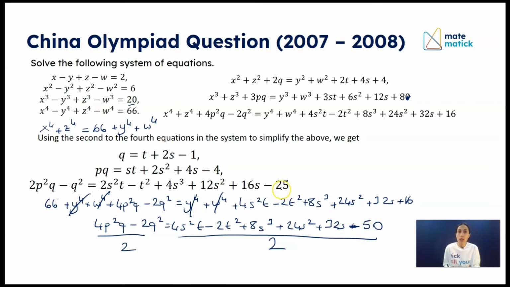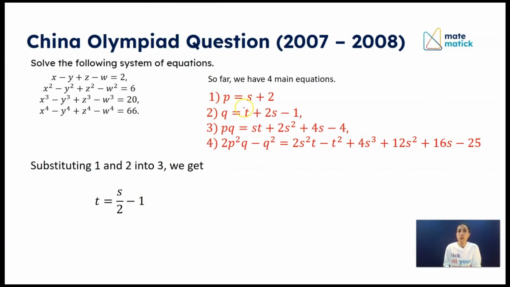Okay, so as you can see here, we found pq and these terms in terms of s and t. So now let's see what we are going to do next. We know that p is equal to s plus 2. And then we found q in terms of t and s, which is equal to t plus 2s minus 1. And then we found p times q in terms of s and t, and then we found 2p squared q minus q squared in terms of s and t. Now we will start substituting values.